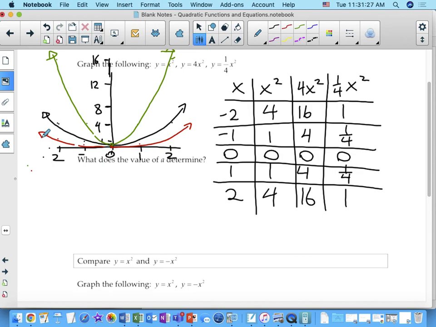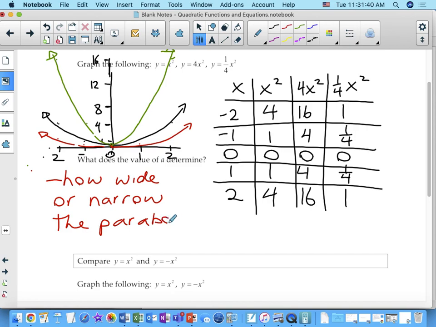Okay, so what does the a value determine? How wide or narrow the parabola is.